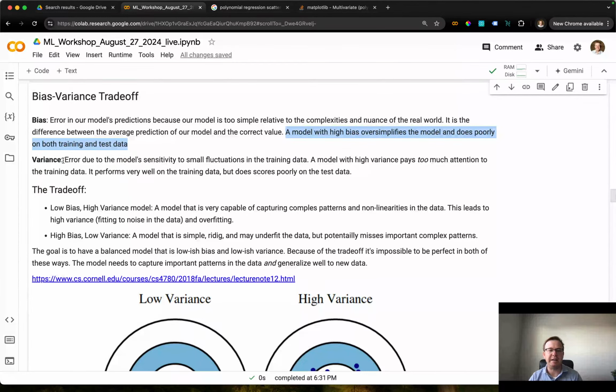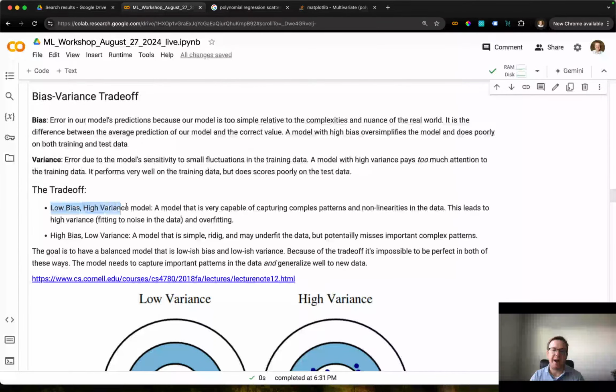Okay. Variance is the opposite of that. Variance is my model's ability to be flexible, to twist and turn, right? The model's sensitivity to small fluctuations in the data. A model with high variance pays too much attention to the training data. It performs very well on the training data, but does poorly on the test data. Okay? So this is the trade-off between underfit versus overfit. And we don't want either. We want to be somewhere in the middle, right?